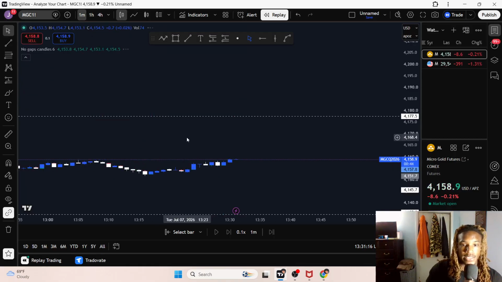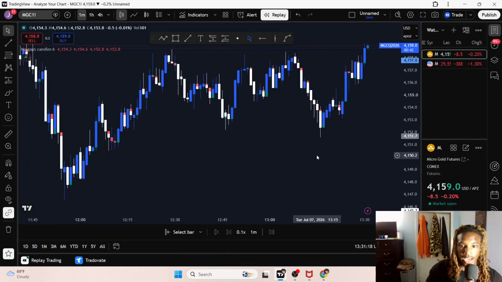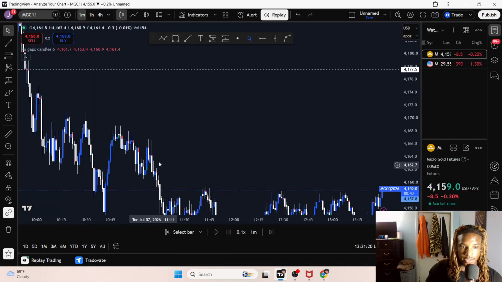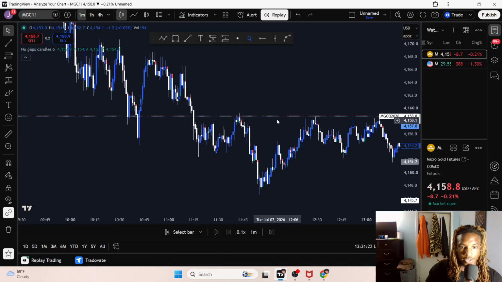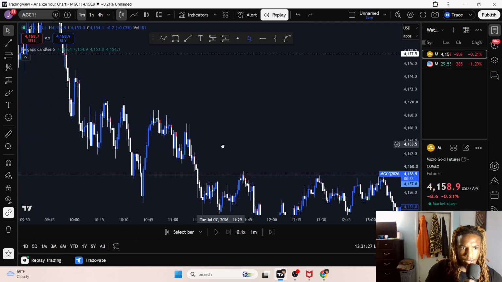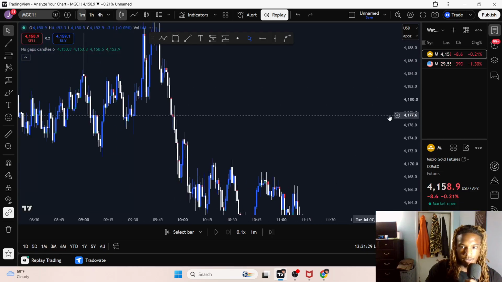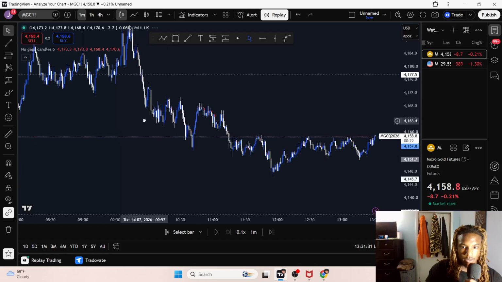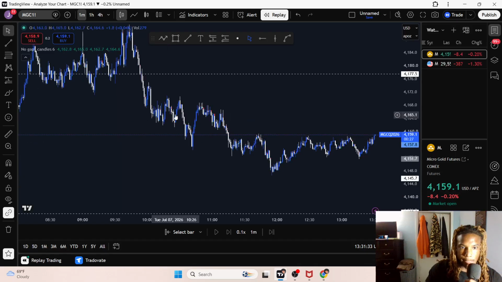I immediately went to the 1 minute time frame and waited for price to align with the trend. So we needed price to go bearish, and I entered. Where is it? Where's my entry? Where the hell is my entry? Why is it not showing now?